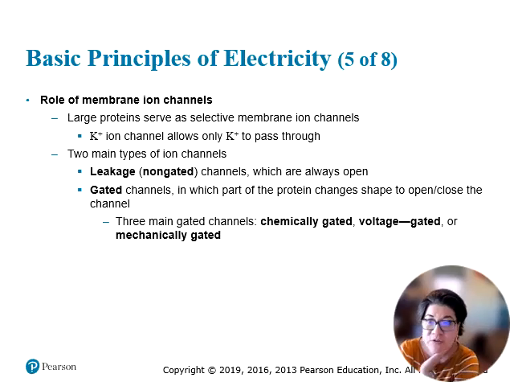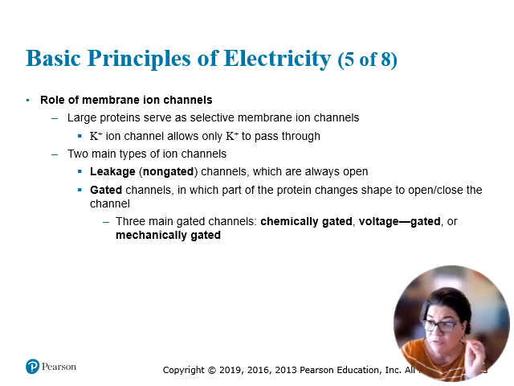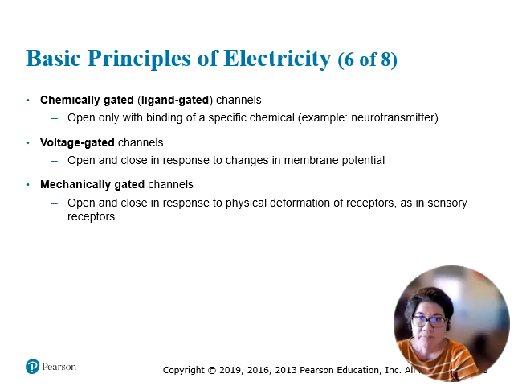And then gated channels can open and close depending on different situations. For example, there are chemically gated channels, and they open if there's a certain ligand, a certain signal that lands on them. Voltage gated channels open when there's a certain amount of voltage. And then mechanically gated channels, they have something that physically touches them and opens them. Okay, so chemically gated are ligand gated. This is with a neurotransmitter.